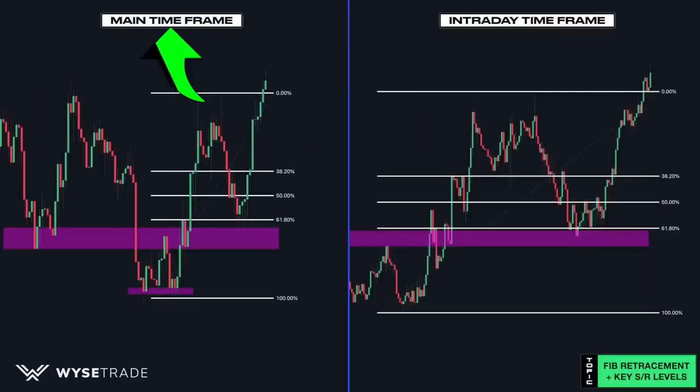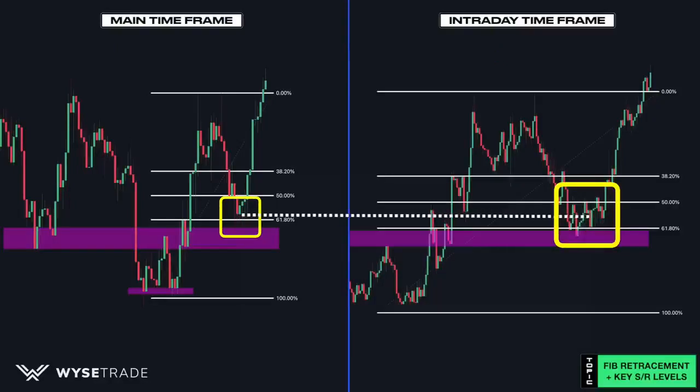So on the left is the main time frame we just looked at and where you found your trade setup. And on the right is the same asset, but using a lower intraday time frame. This area here, where you identified the long trade setup, is this same area here on the lower time frame.